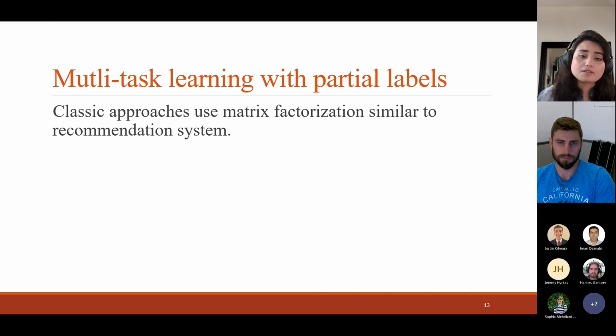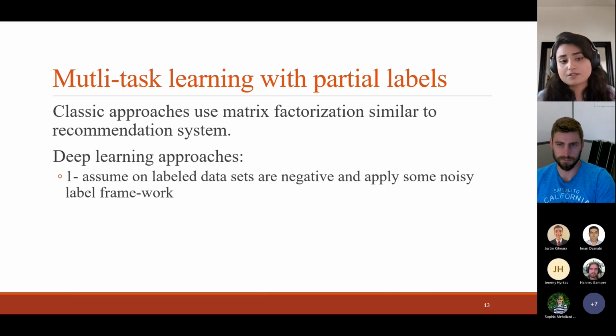So the partial labels is the second problem. Classic approaches for addressing partial labels use matrix factorization, similar to recommendation systems, in which you try to estimate a low rank estimate of the matrix and fill the missing entries. But in different approaches, there are two types of methods that have been applied. First, in classification, they simply assume that all unlabeled data are negative, and then they apply a noisy label framework. This method is more effective when you have some prior information about the data and know that most of your labels are negative.